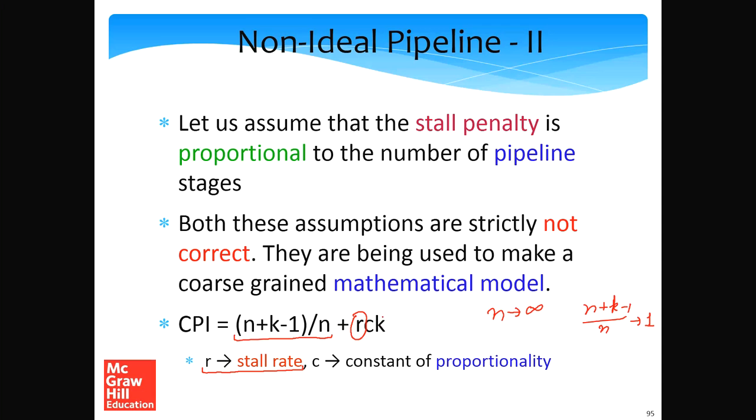And we say that the stall penalty is C times K, where K is the number of pipeline stages, and C is a constant of proportionality. So as a result, the stall rate, which is again independent of the number of pipeline stages, and the stall penalty, which is proportional to the number of pipeline stages, Ck. So stall rate times stall penalty is RCK.